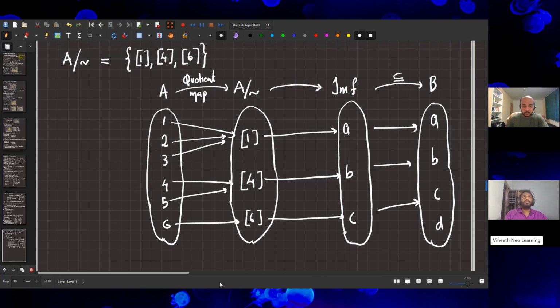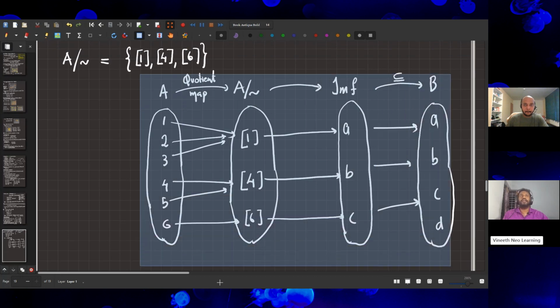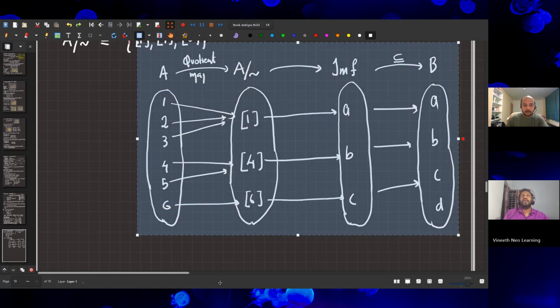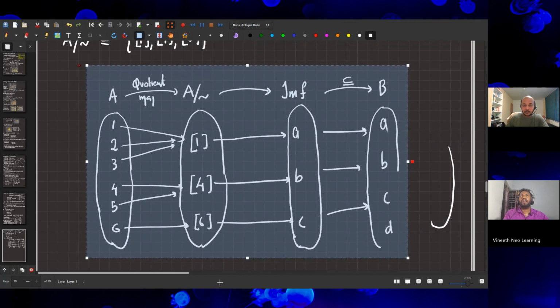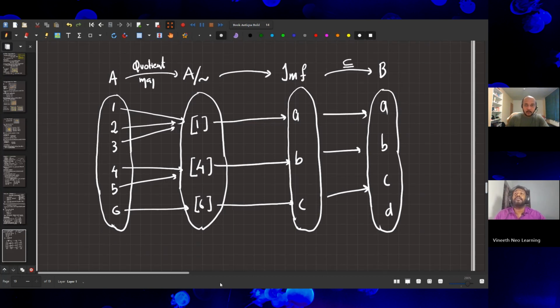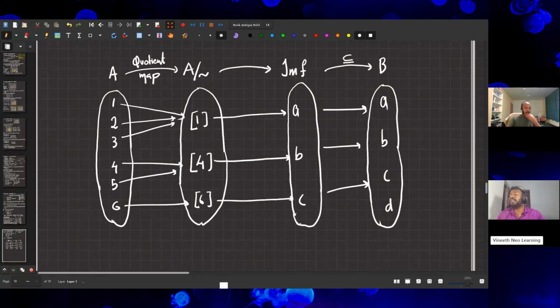Joe, write this. Let me make this diagram to the center. Okay, Joe.